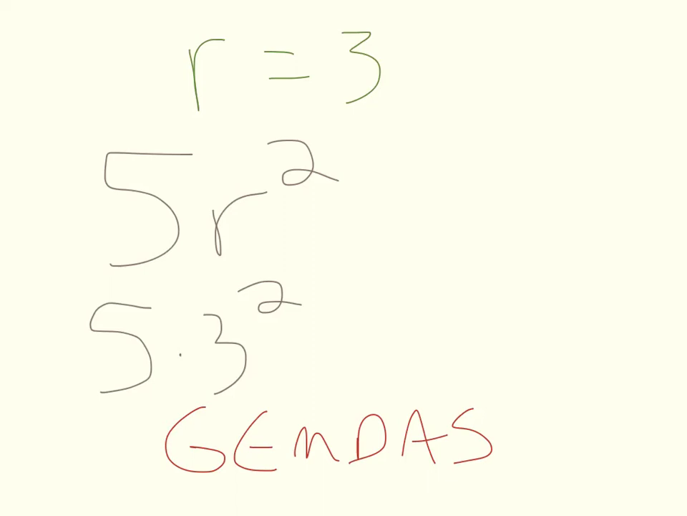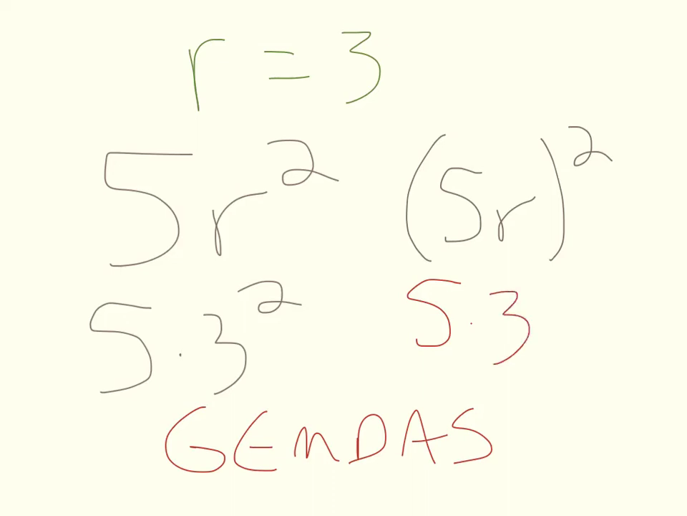Now I'm going to write a very similar looking expression with one slight change. Since this is inside the parentheses, we would do 5 times, and we substitute 3 for r. First, 5 times 3 is 15. That is now our base for our exponent. Then we would do 15 squared, which is like saying 15 times 15, which equals 225. This is why it's very important that we follow the order of operations, because we got 2 completely different answers from that.